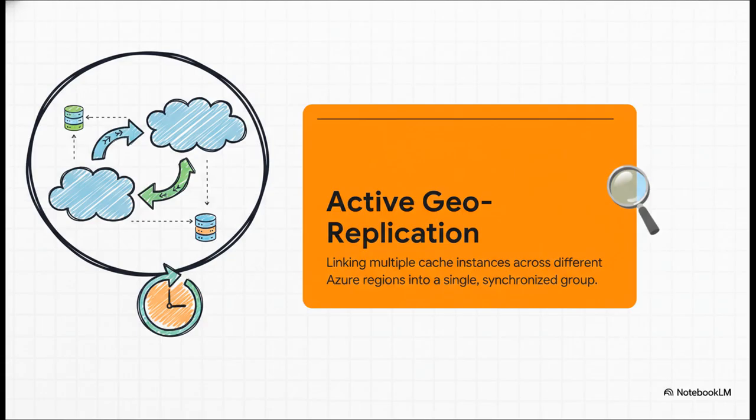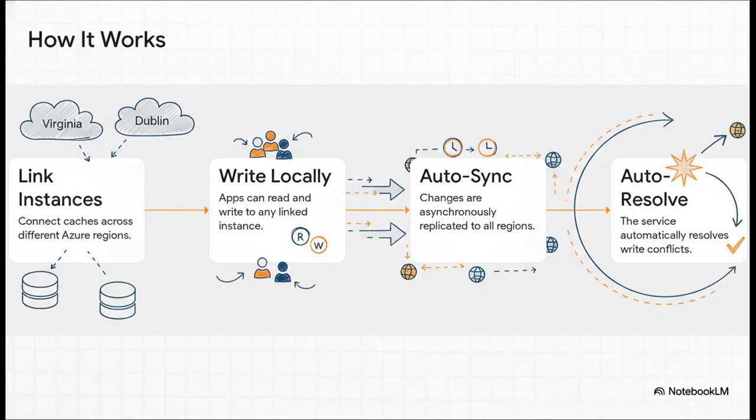What this feature does is let you link two, or even more, separate cache instances in totally different regions and treat them as a single group. The magic word here is active. This isn't your old-school disaster recovery where one copy is just sitting there waiting. No, all of the instances in the group can handle reads and writes, and all the changes get synchronized between them automatically. So how does this magic actually work?